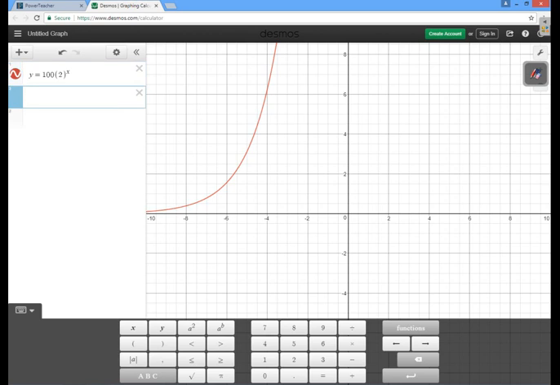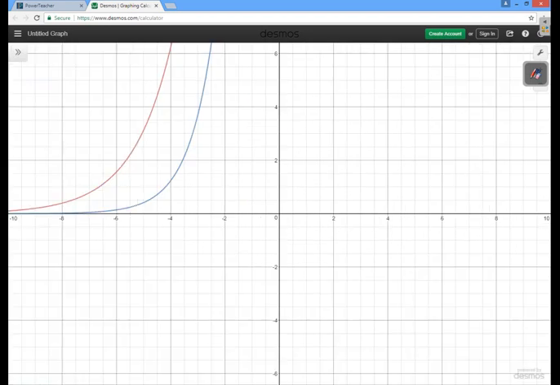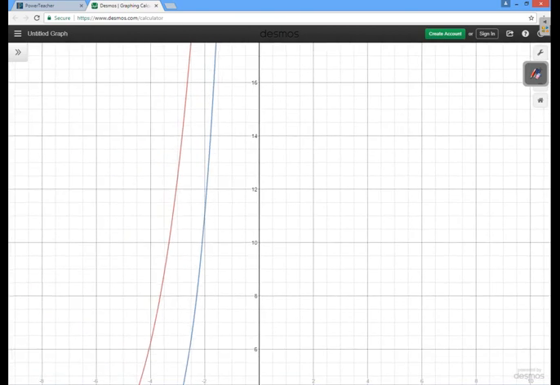And then my second one is going to be y equals 100 times 3 to the power of x. I'm going to skip the negative part. Remember, the blue one is the tripling one. Just copy this one.